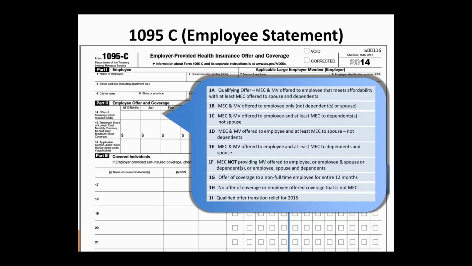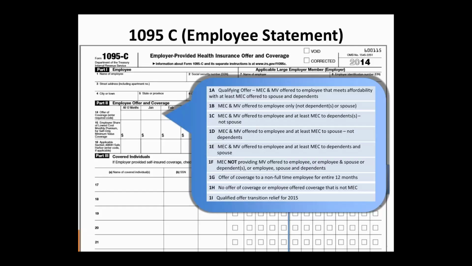A couple of codes I want to point out. If you see 1A, the qualifying offer, for those of you that have already figured out if you offer affordability, and employers that have 100% of the employee rate and offer minimum essential coverage, minimal value, you're the lucky ones that get to use 1A. If you can use 1A, on line 15 you actually do not have to put an answer in there. All the others, you're still going to have to put an answer in 15.